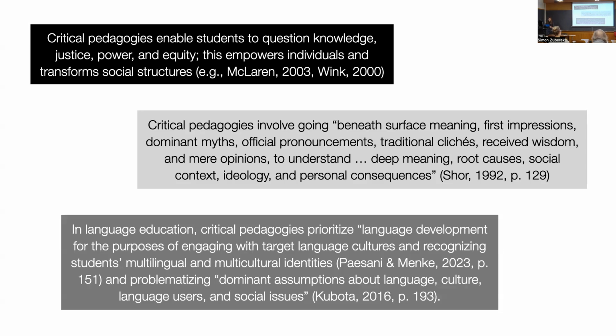And then within the context of language education, we can say that critical pedagogies prioritize language development for the purposes of engaging with target language cultures and recognizing students' multilingual and multicultural identities. Students aren't coming to us as homogeneous individuals. They all have different experiences. And critical pedagogies also problematize dominant assumptions about language, culture, language users, and social issues. So again, really underscoring the importance of language when we're thinking about not only social justice, but the critical pedagogies that we adopt to enact social justice in the language classroom.